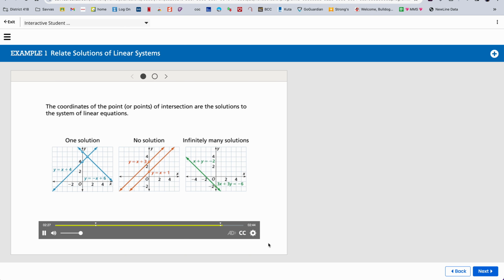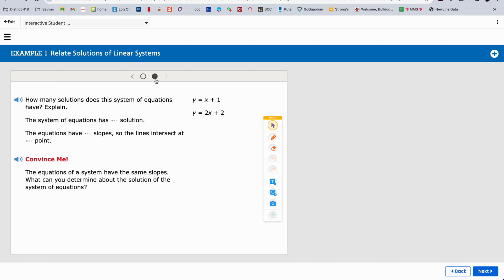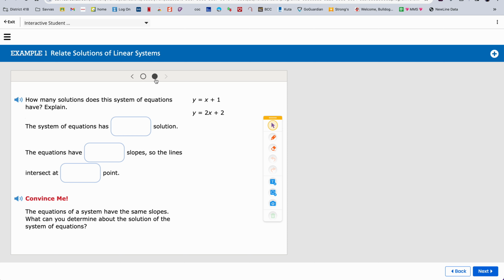The coordinates of the point or points of intersection x, y are the solutions to the system of linear equations. The first graph has one solution, the second graph has no solutions, and the third graph has an infinite number of solutions. That last little summary is kind of the big idea of this lesson, and we're going to see that play out on the next few screens.